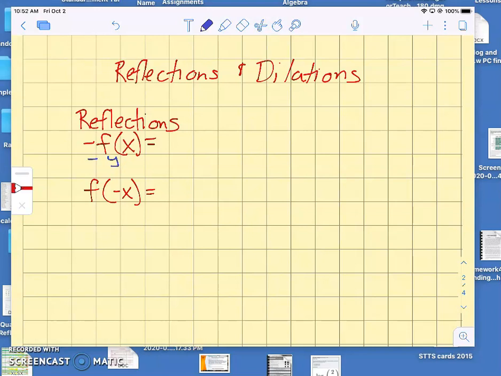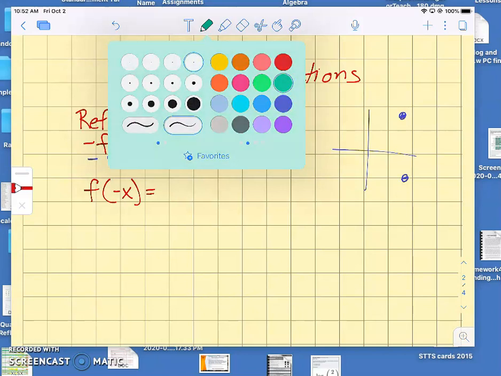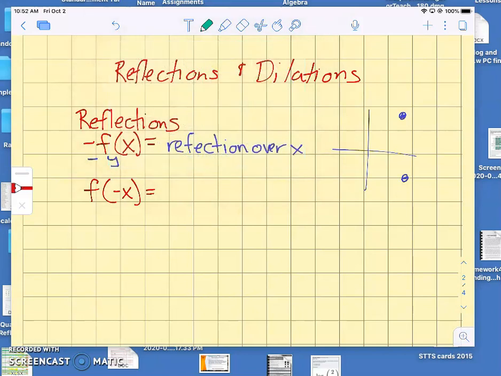So what is that really a reflection of? If I have an opposite y value, it would move down here. So this is a reflection over the x-axis. Whereas if we have something that says the opposite of x, let's say that's here, opposite x would go to negative. So this one is a reflection over the y-axis.